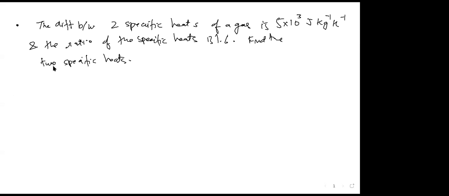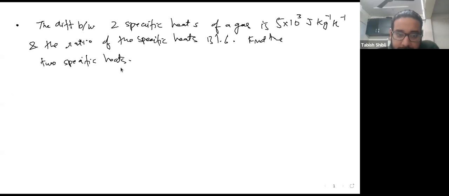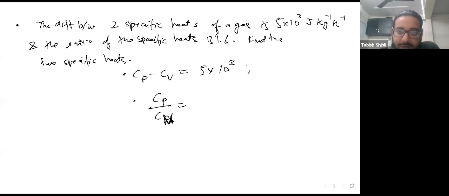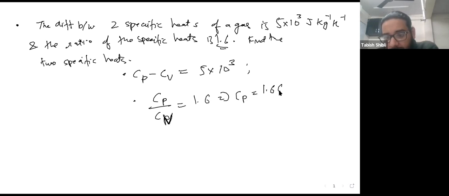Lovely. So essentially, what do you have to do here? What you're given is the difference in specific heat. So Cp minus Cv, because Cp is greater than Cv, is equal to 5 into 10 to the power 3, 5,000. And the ratio is Cp divided by Cv, again because Cp is greater than Cv, and it's greater than 1. So Cp has to be in the numerator, is equal to 1.6. This implies Cp is equal to 1.6 Cv.